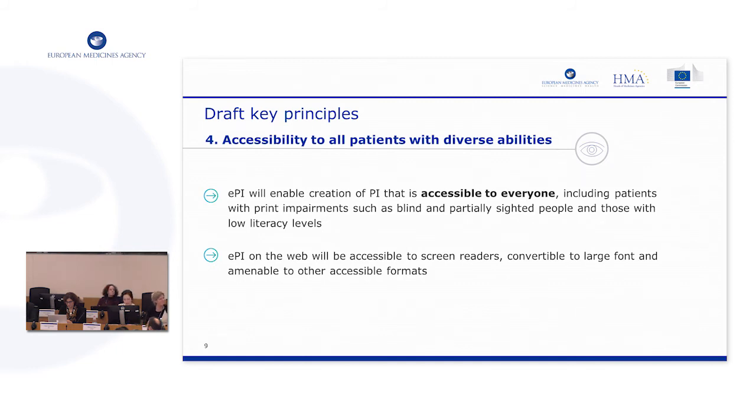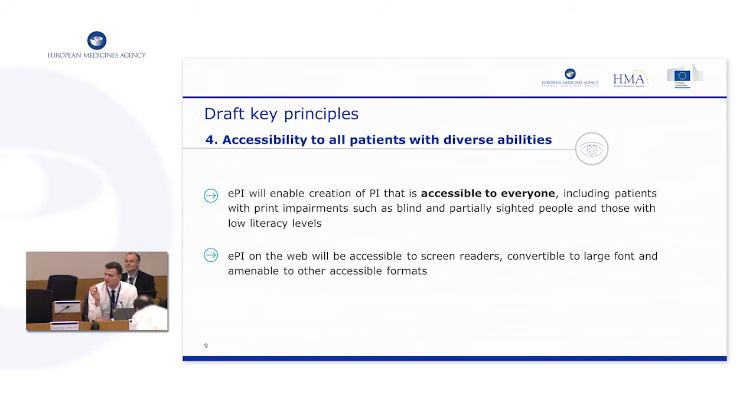I just wanted to mention that this specific element is also directly linked to the Commission's report, because there was a very clear reference to people with elderly and partial sighted. So I think we wanted to make a very clear link to what was the initial deliverable of the Commission's report in this respect.